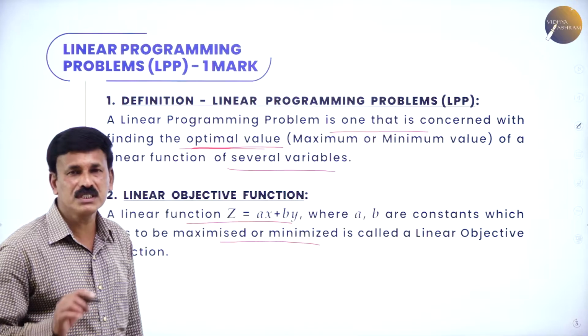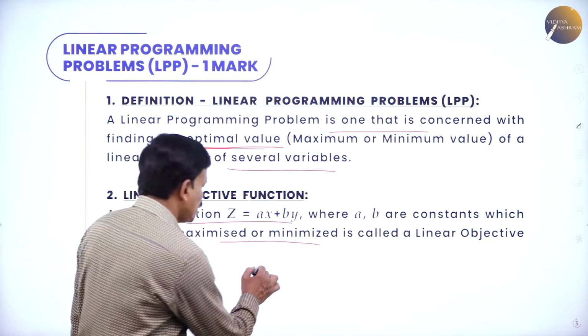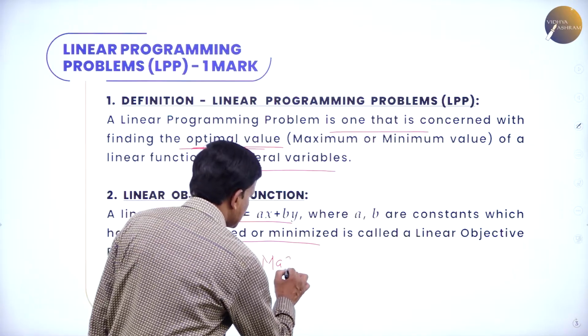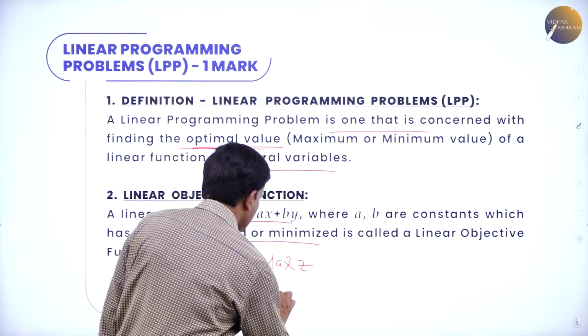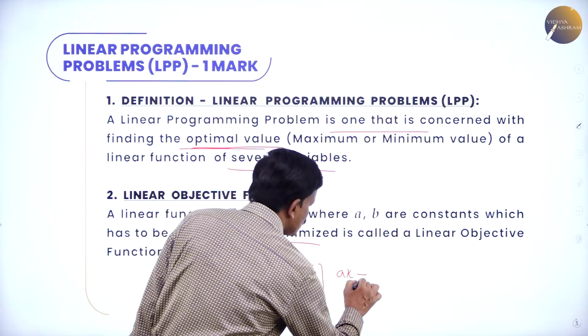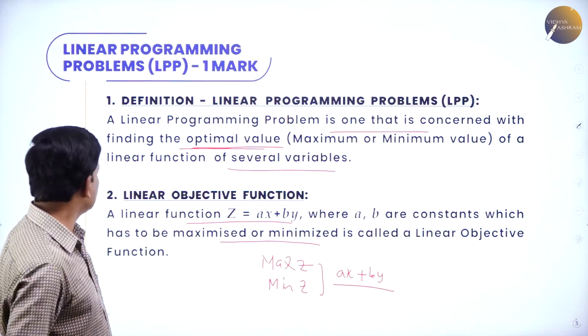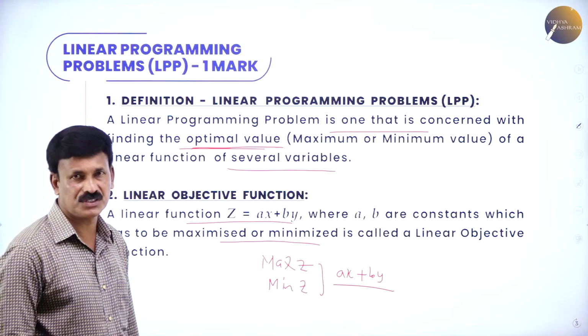The objective function is z = ax + by, which is to be maximized or minimized, max z or min z. This is called the linear objective function.